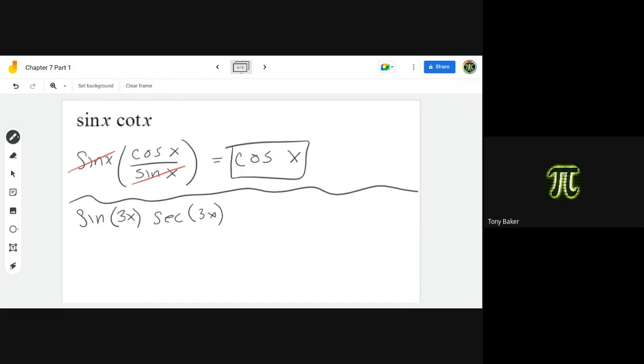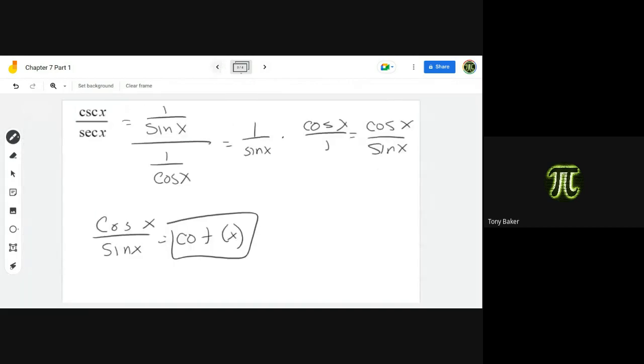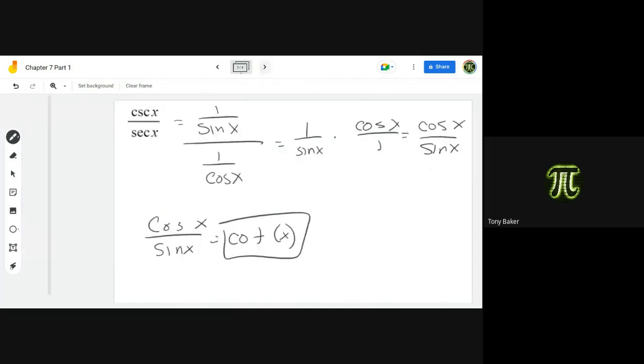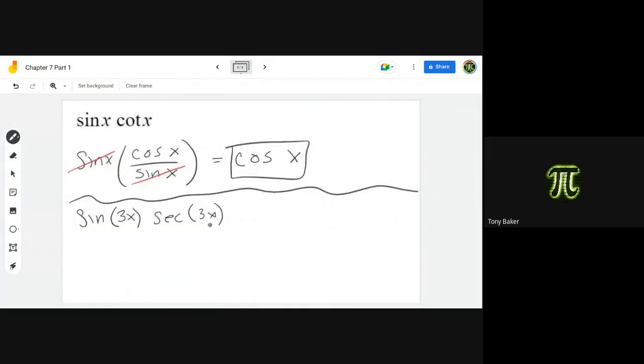Okay. Remember, if you look back at the functions, they had that u there. That u can be anything, as long as they're the same, we can do this. So if one was sine of 3x and the other one was secant of 5x, I couldn't do it. I would have to use some other information. But since they're the same, they can be treated as the same.